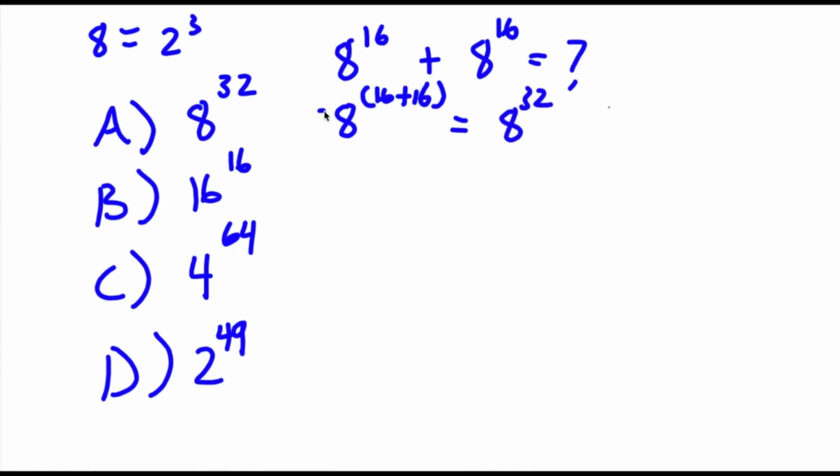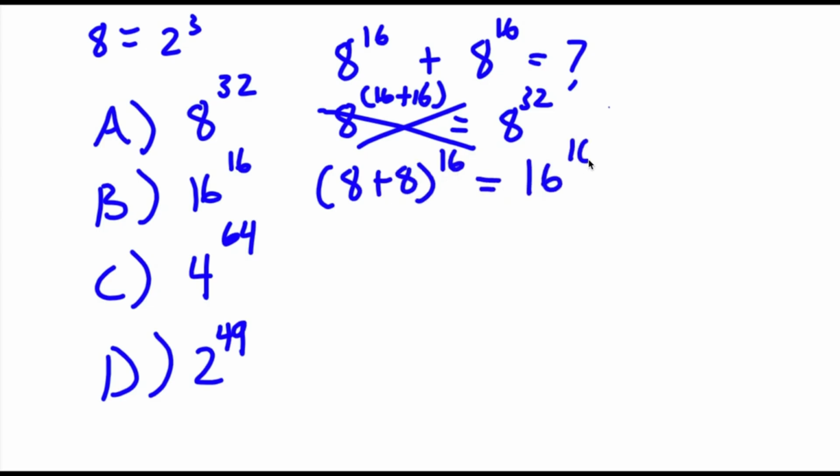And this is actually wrong. You can't just add exponents like that. So that is the wrong method. Now, for B, what they did was they kept the exponent the same and they added the bases. So they did 8 plus 8 to the power of 16, which is equal to 16 to the power of 16. And this method is wrong as well. So it's not B, it's not A.